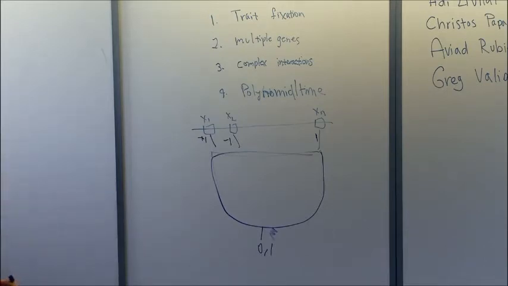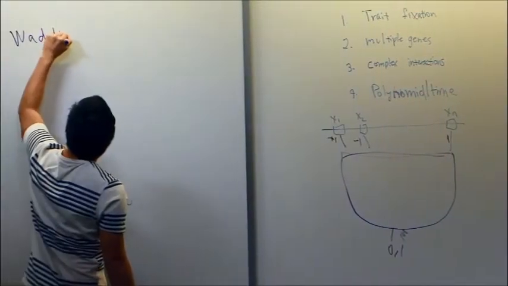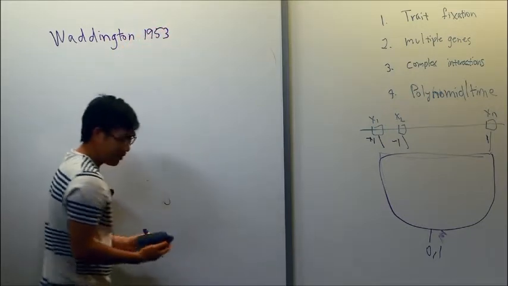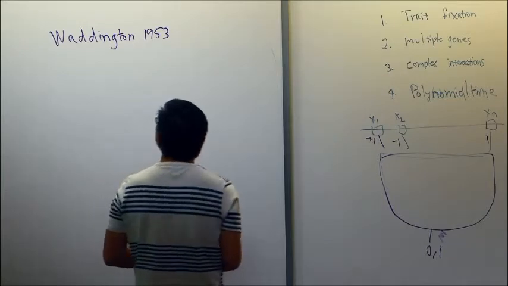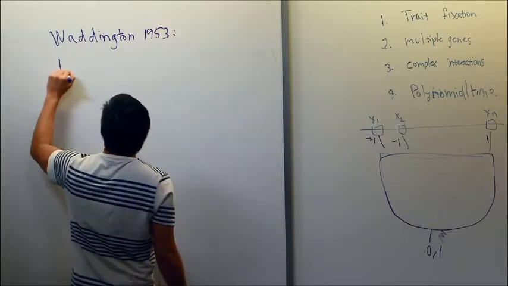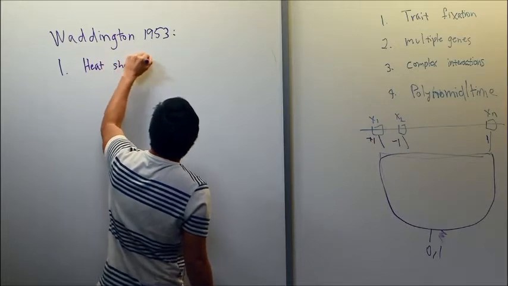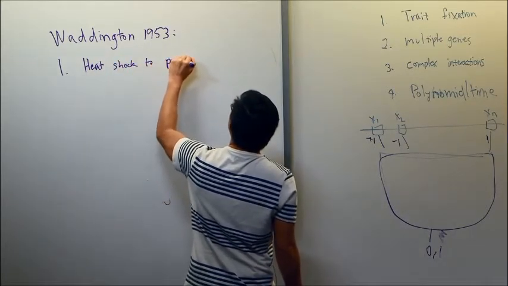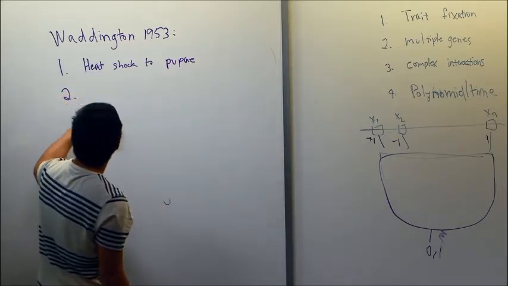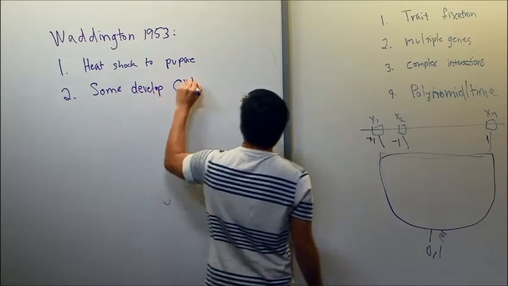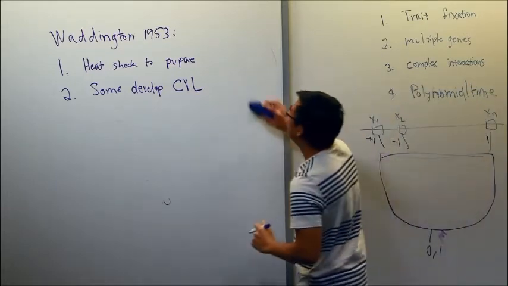So let me describe a concrete example to explain how we thought about this problem. In 1953, Waddington conducted an experiment on a population of flies. The first thing that he did was he applied heat shock to the young flies. And then he found that some develop a special structure in their wings, which is called cross-veinless.